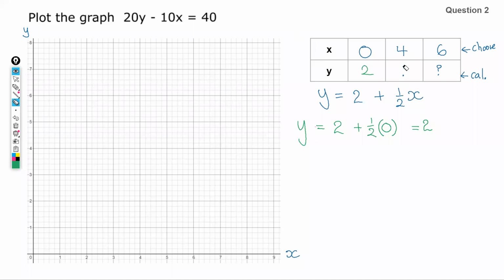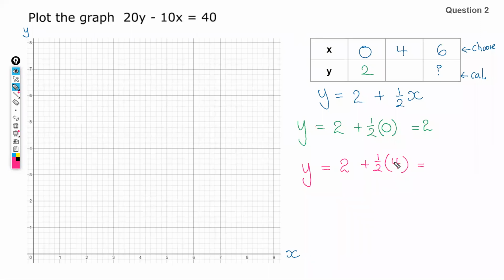Let's calculate the next y value when we're pretending x is 4. Y is equal to 2 plus a half, brackets. And what am I going to replace the x with? 4. Now, these things are simple enough to work out in your head.